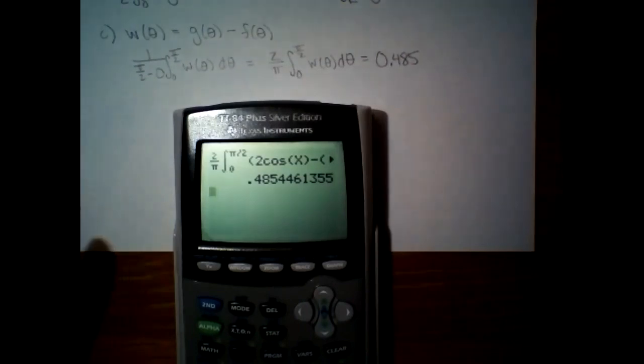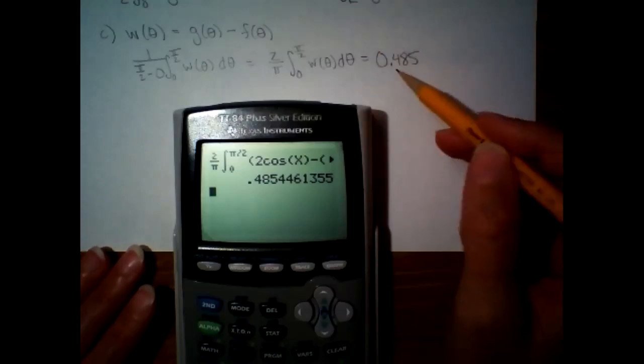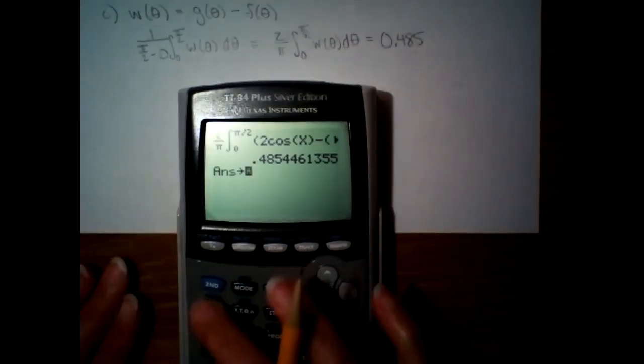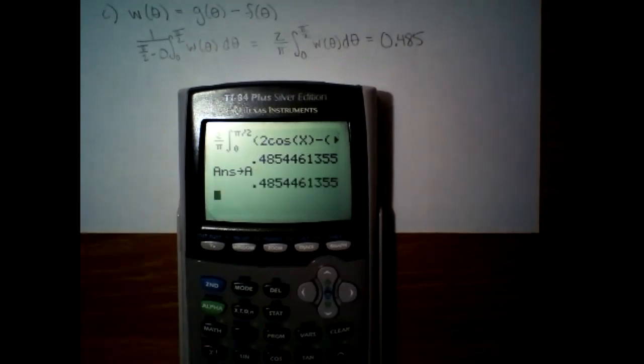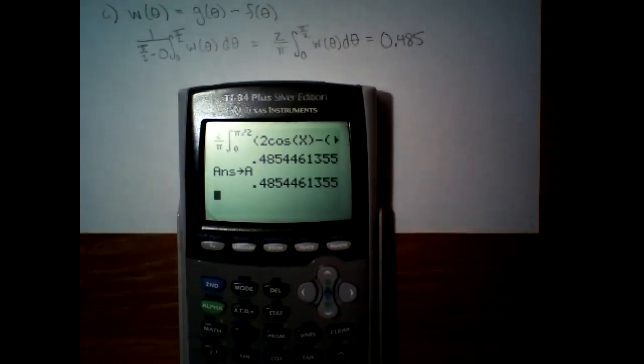Also, I know this because I've already worked out this problem. They have you reuse this answer in the next part. So we're going to have to store it. So hit store, alpha A, enter. That will store it, because as a heads up, they're going to make us reuse that in the next part of the problem. And if you cleared out your calculator, you can always get it back. Just hit the up arrow and it'll bring back what you had, and then you can store it.